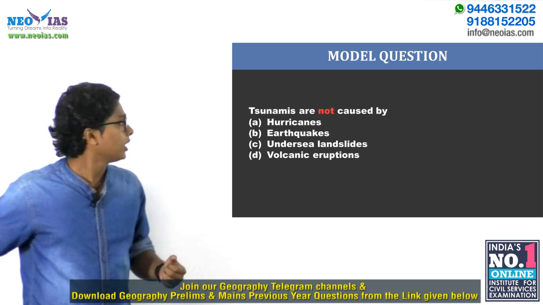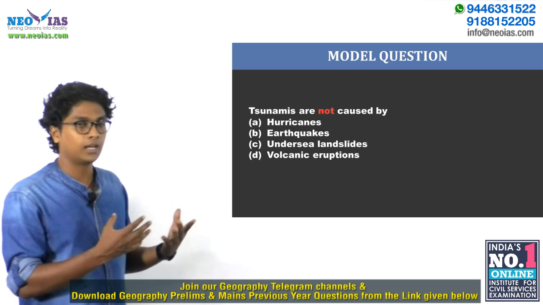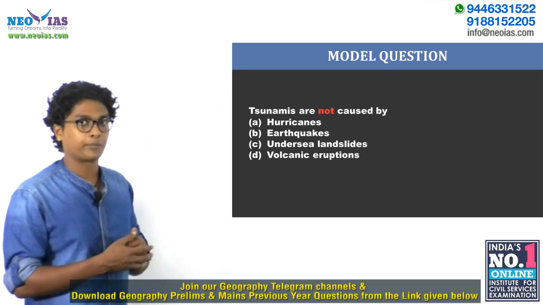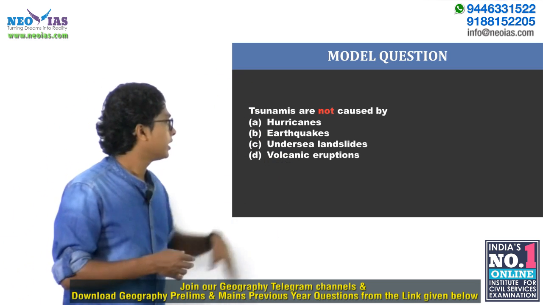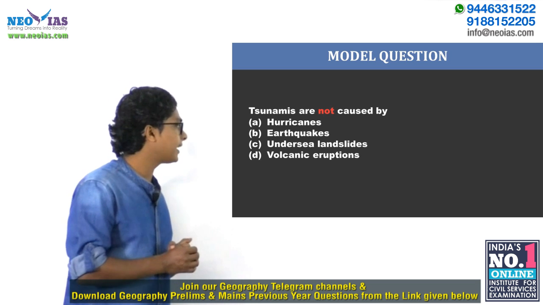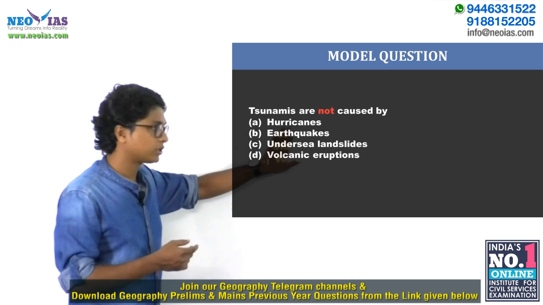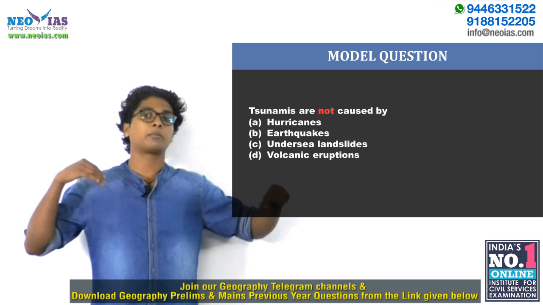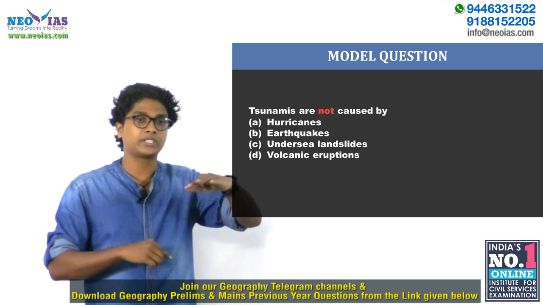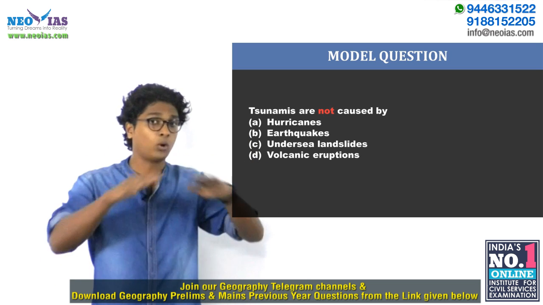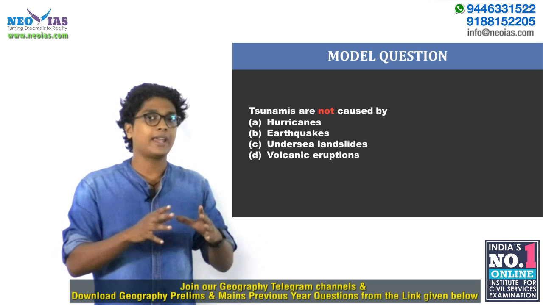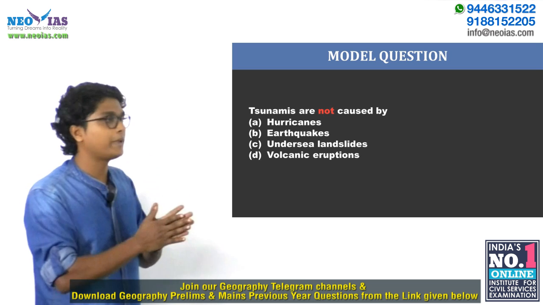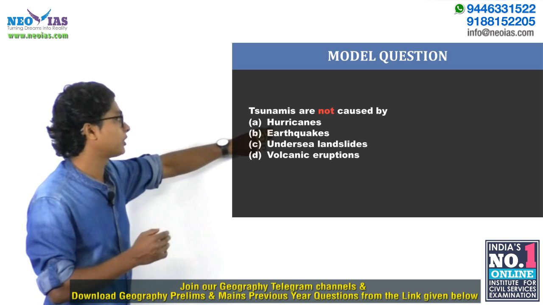Okay. And the next question, another model question as I said earlier, which was asked by UPSC in some other exam. Tsunamis are not caused by, right? Again an ABCD question: hurricanes, earthquake, undersea landslide, volcanic eruptions. Here the answer comes out as hurricanes. Hurricanes are tropical cyclones, which are spinning movements of wind taking place on top of the oceans, and they can in no way create tsunamis. Only events which can disturb the vertical water column will be able to create tsunamis. So here the answer comes out as A.